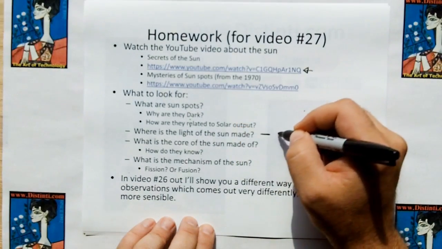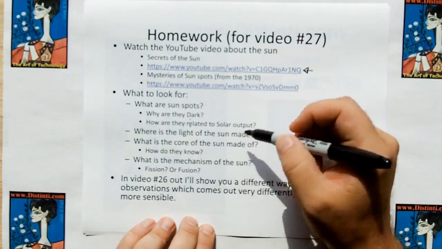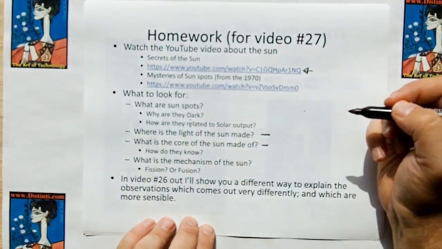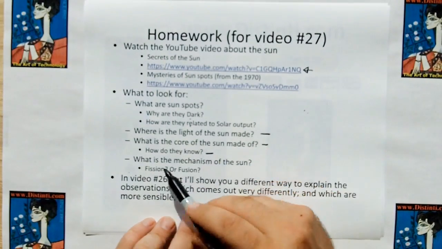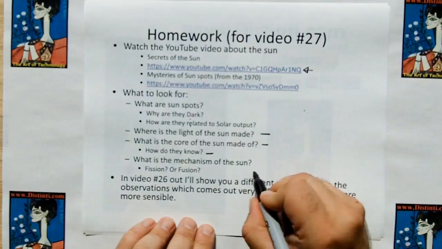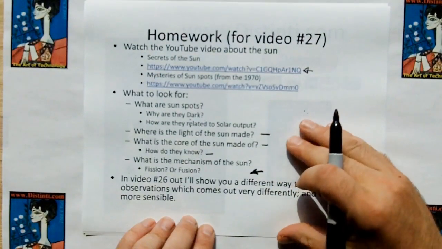They say it's made in the core. I'm going to show you it's made on the surface. And what is the core of the sun made of? And how do they know this? Look at the silliness that they go through to try to figure this out. And I'll show you there's a big flaw in their logic. And what is the mechanism of the sun? Is it fission or fusion? If people read my previous papers, they will know how I'm going to answer that one.